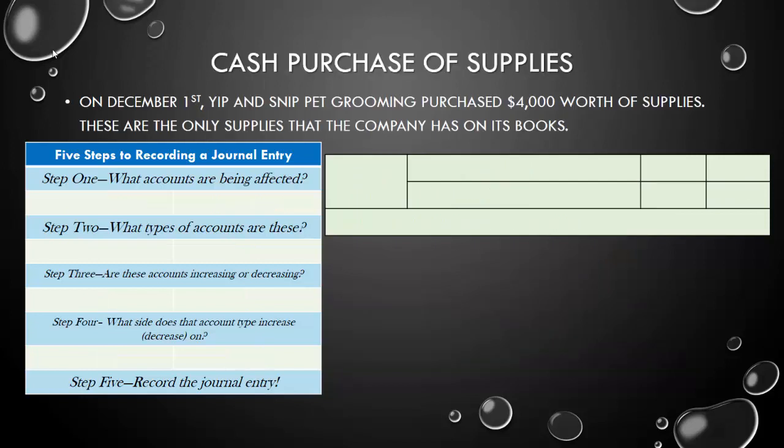Let's do another period entry. This one is for the cash purchase of supplies. So on December 1st, Yip and Snip is going to buy $4,000 worth of supplies. We're going to assume that these are the only supplies they're going to have on their books after they make the purchase. What accounts are being affected?